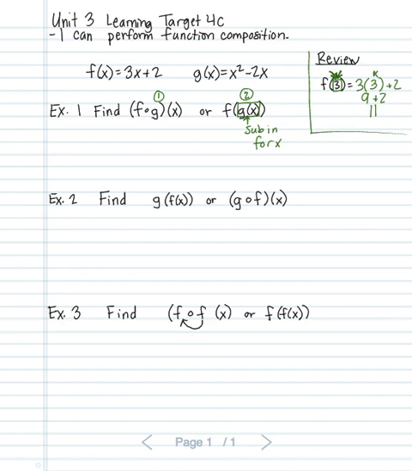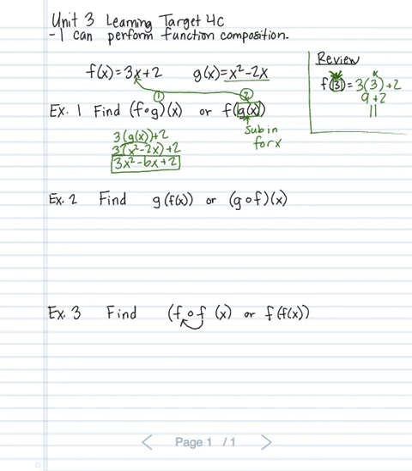So let's see what that would look like. If we took this and filled it in right there for x, we would have 3 g of x plus 2. But we know that g of x is x squared minus 2x. From there we can distribute our 3 and get 3x squared minus 6x and bring down our plus 2. We have just performed function composition, and it's no different from what we've done before.